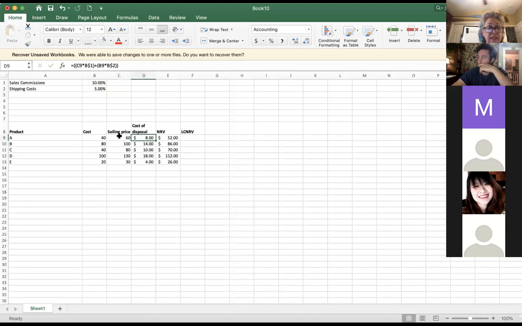Now, looking at this formula, you see that I did selling price times the 10% plus cost times the 5% to calculate my cost of disposal. Why do I have the dollar signs in front of the 1 in B1 and the 2 in my informational boxes? What do dollar signs do when we put them in our formulas?